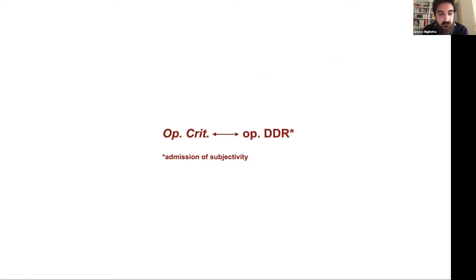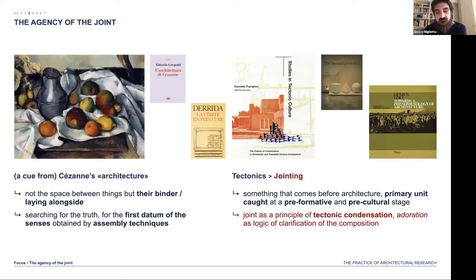We can take a cue from artistic practice, where in different moments the investigation of Cézanne's paintings has led to the discovery of a poetics that privileges not so much the space between things, but their binder, or as an ambit that seems to condense an instance of searching for truth. It is also in the joint that Kenneth Frampton, in his in-depth study dedicated to Scarpa, also glimpses a principle of tectonic condensation, and in his adoration, a logic of clarification of the composition.